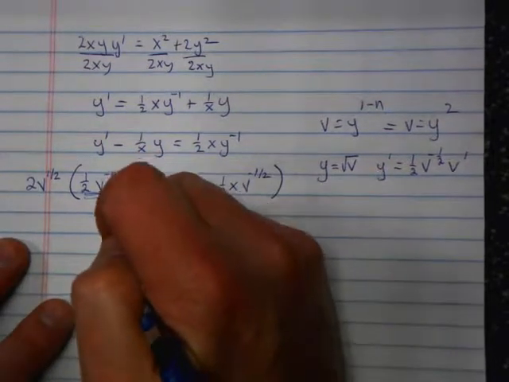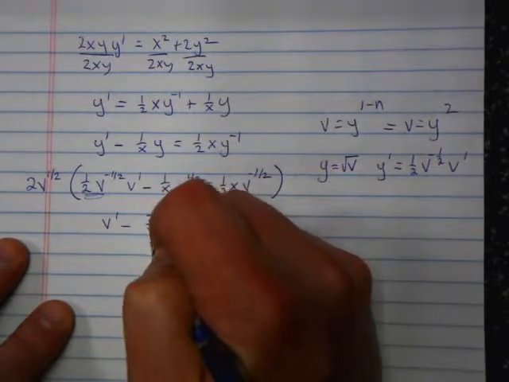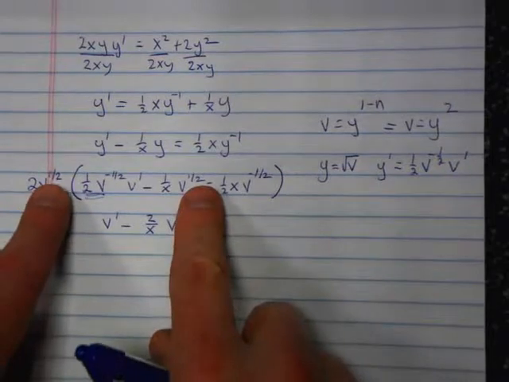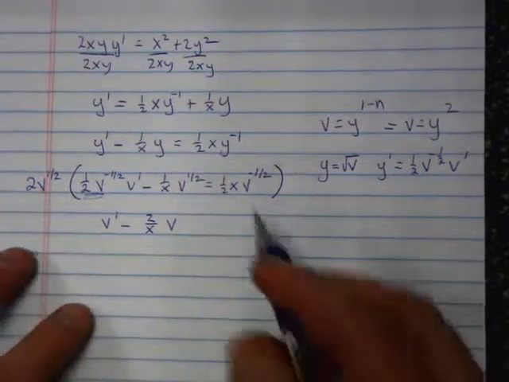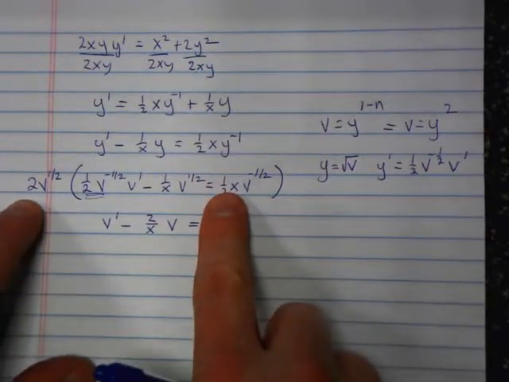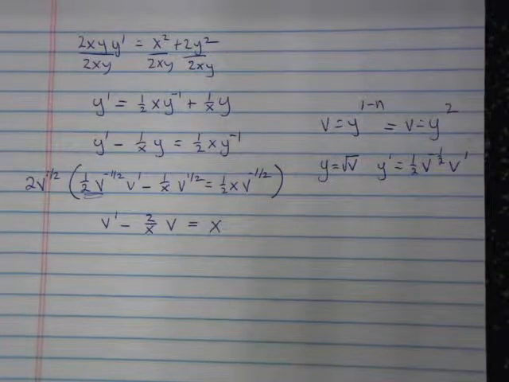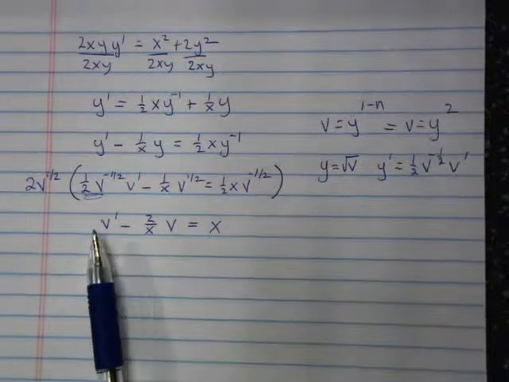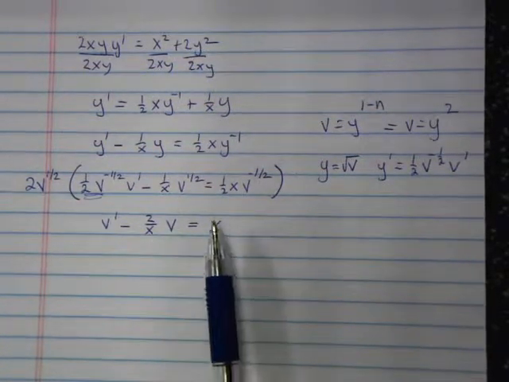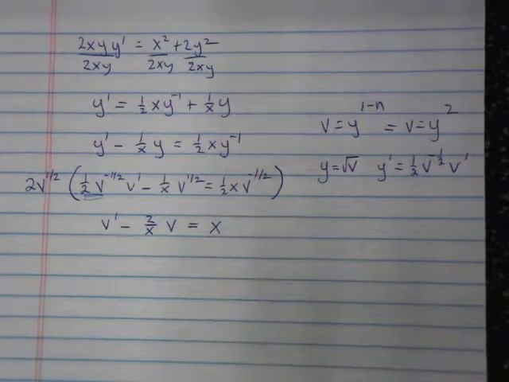All right, so we have v prime minus 2 over x v, because we add those exponents, 1/2 plus 1/2 is 1, equals x over there, because 2 times 1/2 is 1, the v to the 1/2, the v to the negative 1/2, they multiply to be 1. All right, so we do have now a linear equation. We have v prime, a p of x v, and a q of x. It is linear. So we're in a row. Now we're ready for rho.